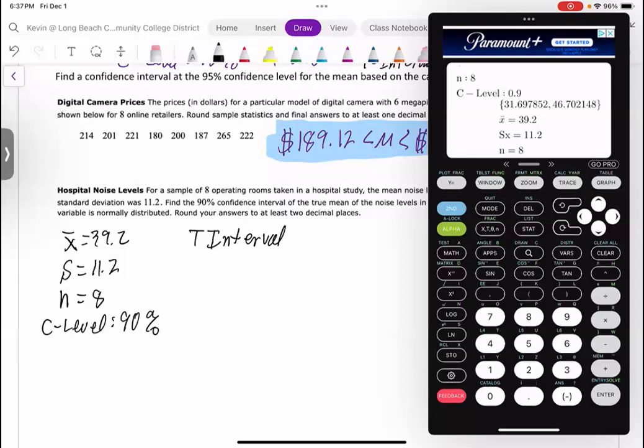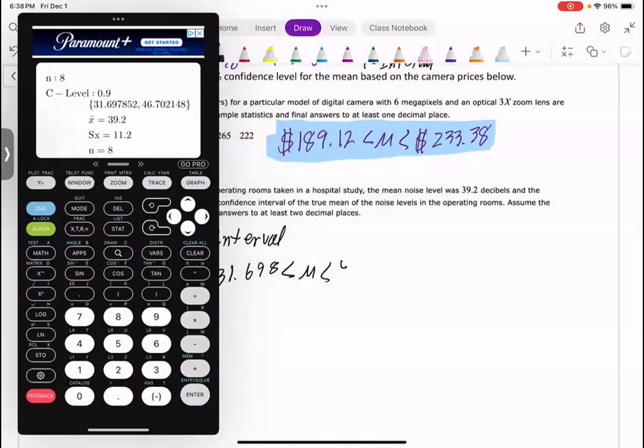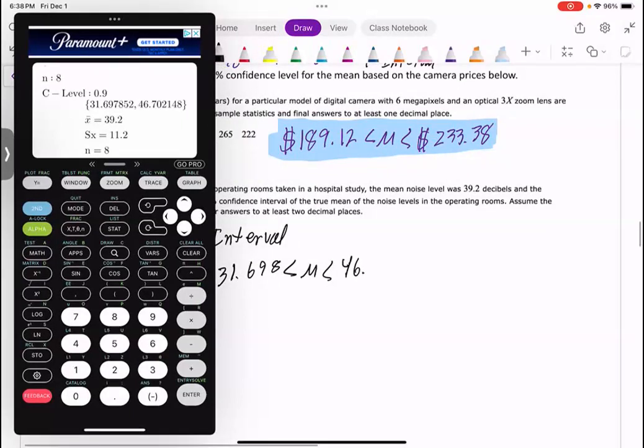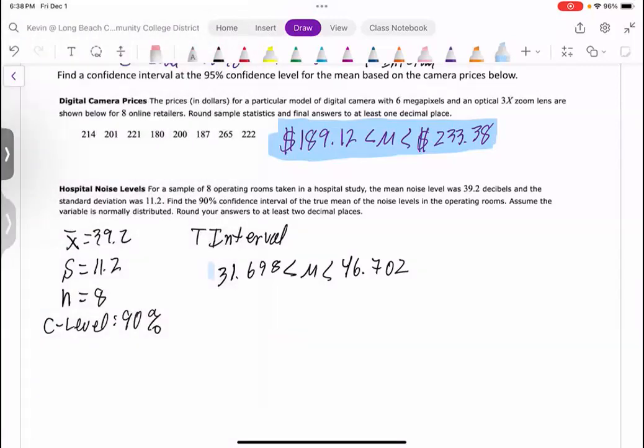And there is our confidence interval. So we're getting 31.698 and 46.702. And that is our actual answer there. So we are 90% confident that the true mean, this is in decibels, is between 31.698 and 46.702.